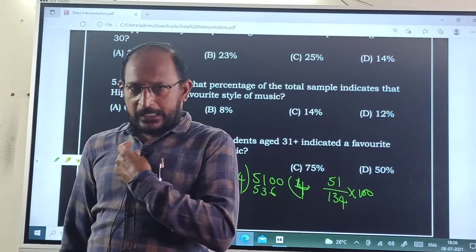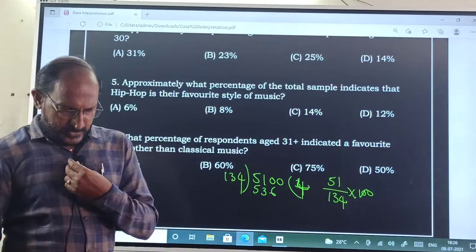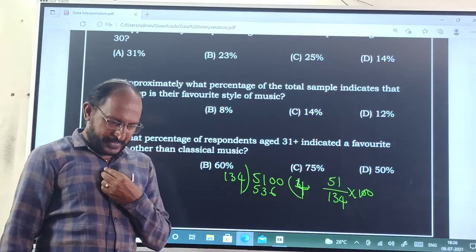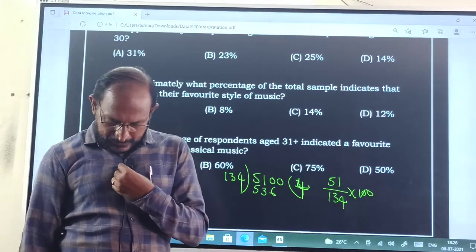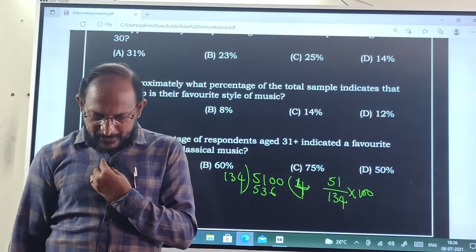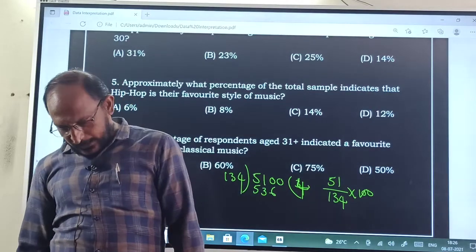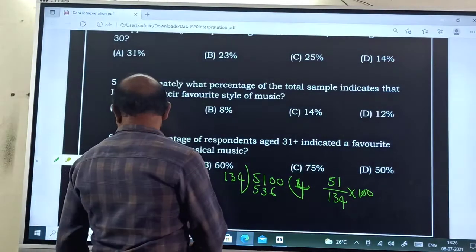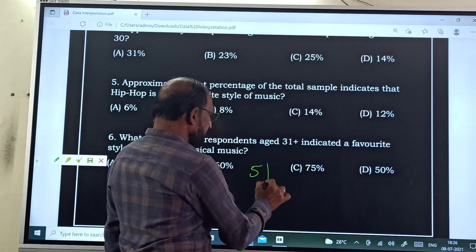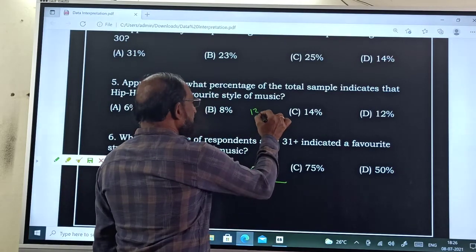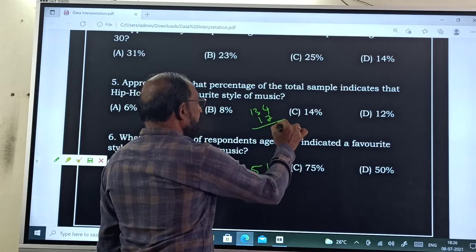Sir, the denominator also we have to subtract from the total overall, no? Yes, sir, we have to reduce that. 134 minus 17, yes? Without the classical magic, yes? Total also. So 51 by 134 minus 17, which is 117.